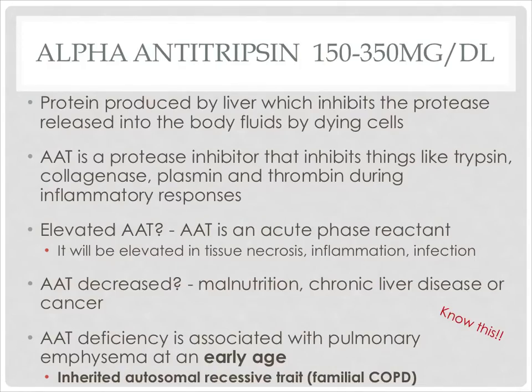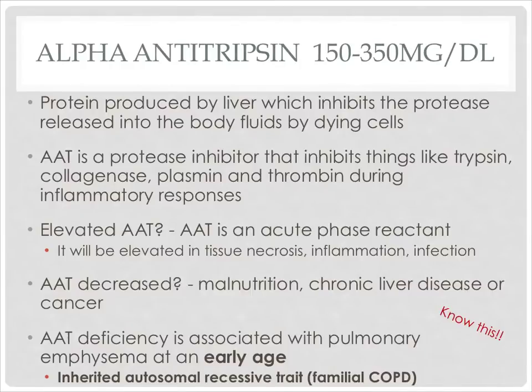Alpha antitrypsin should be familiar to you, as this was probably covered during your respiratory lectures in clinical medicine. Now, this is not a test that you will get as part of the complete metabolic profile. This is a separate test that you would need to order. Alpha antitrypsin is a protein produced by the liver which inhibits the protease release into the body fluids from dying cells. All right, so an AAT is a protease inhibitor that inhibits things like trypsin, collagenase, plasmin, and thrombin during inflammatory responses. Now, when will this thing be elevated?